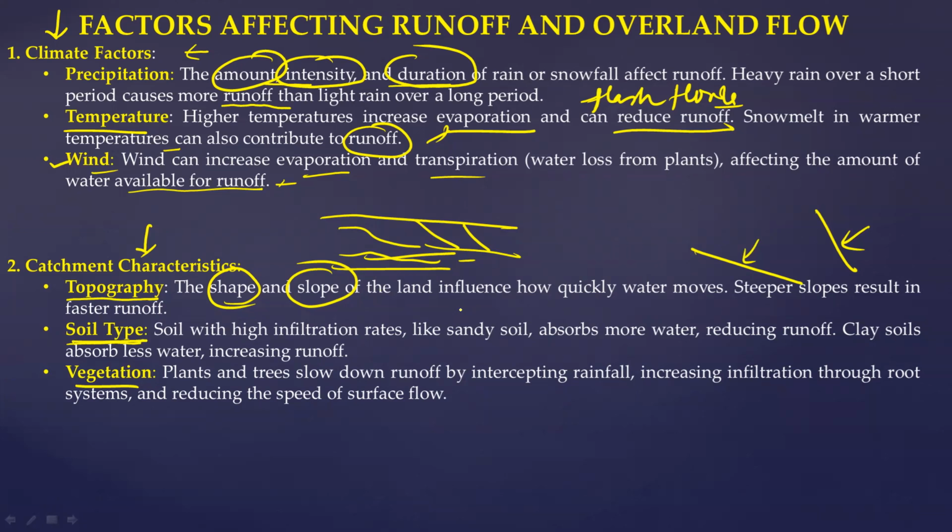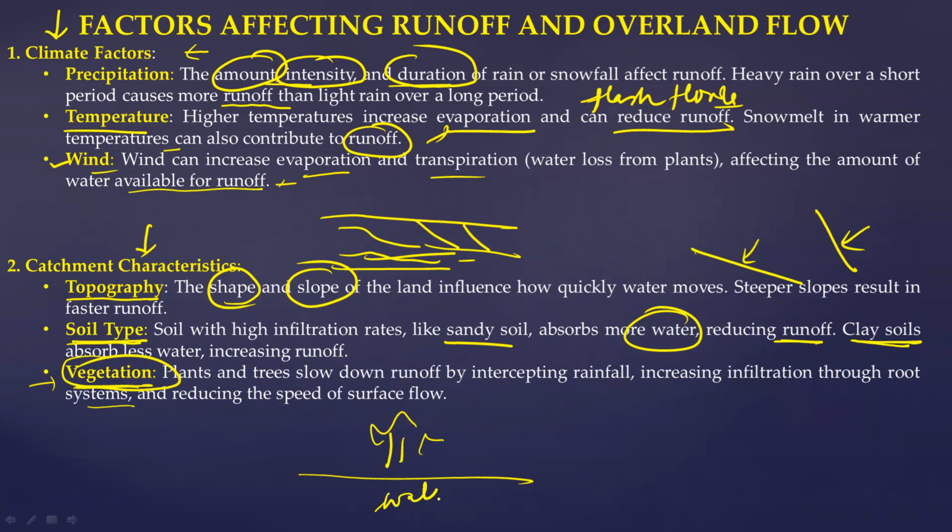Soil type, as we talked about: sandy soil absorbs more water, reducing runoff, while clay soil frequently produces runoff. Then vegetation obviously helps with interception, interflow, and infiltration through the root systems. If you reduce vegetation, you will not have underground water. So what do we say? Plant more and more trees if you want a good water table, because of these things.